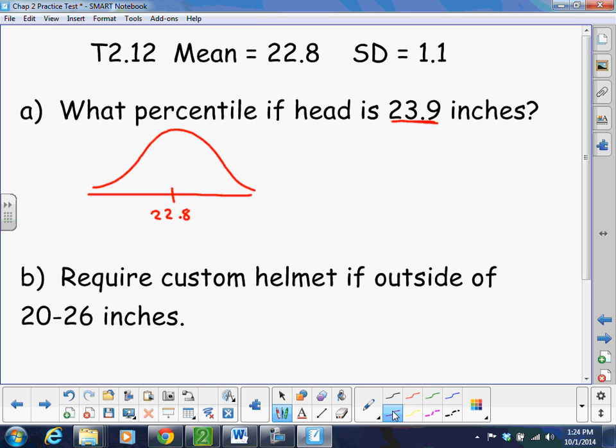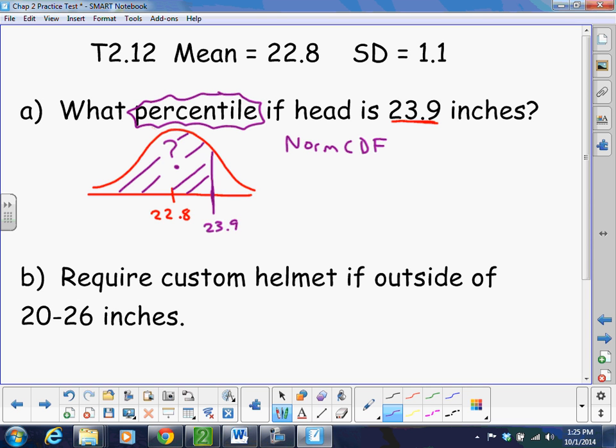And then this word percentile, it's just a fancy way of saying what percent of values are less than your value. So 23.9 is up here somewhere. Our question then is, how much area is there below that value? Okay, so there's the old school method where you find the z-score and look it up, or there's the new school method, which I encourage. Again, we're doing a normal CDF. We're trying to find area, so we're doing the cumulative density function.